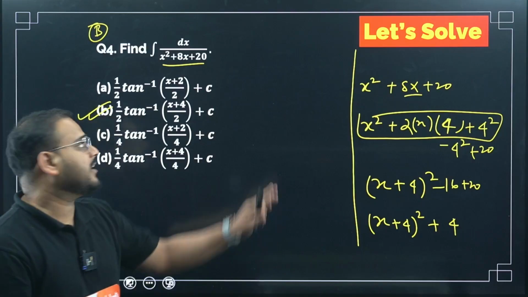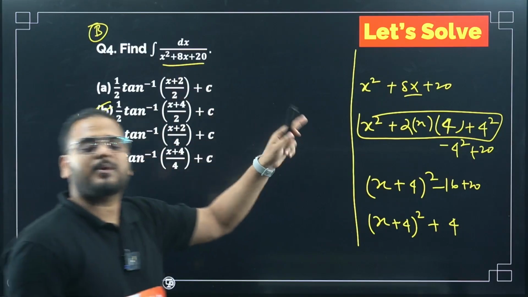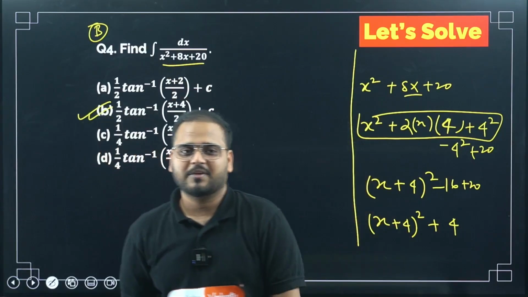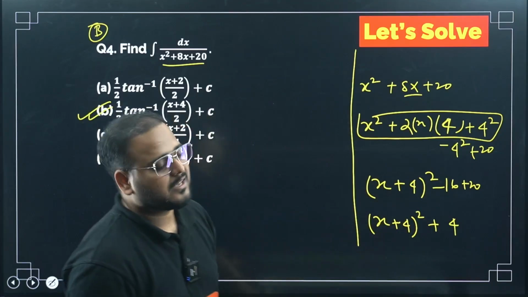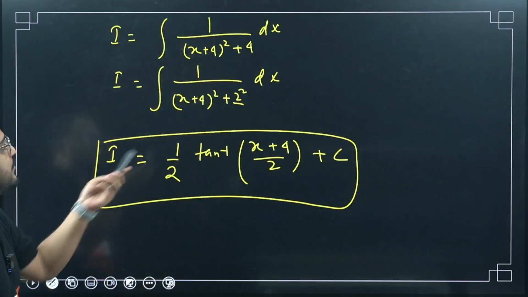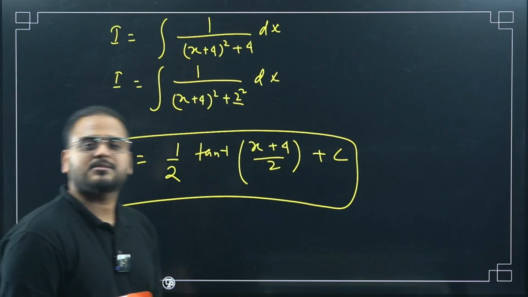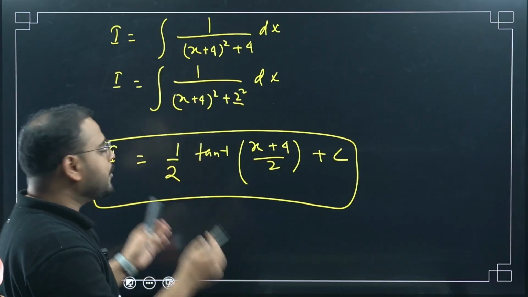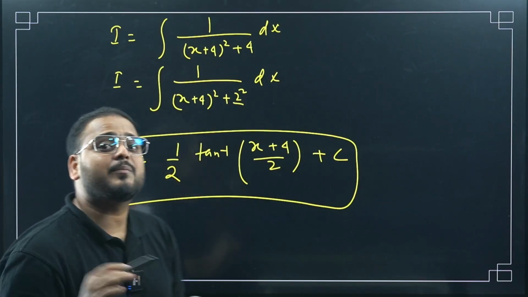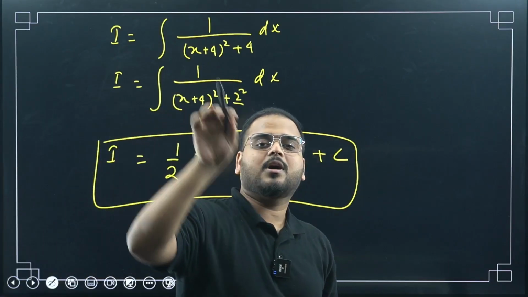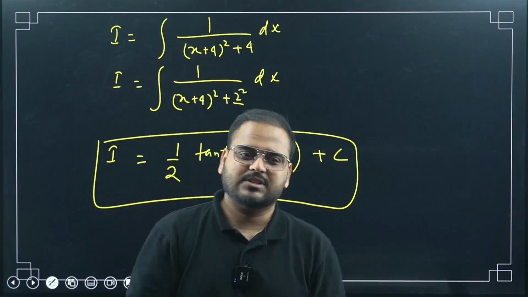Please have a look. First, what we did: if we have a quadratic term ax square plus bx plus c, we make a perfect square. We got it like this. We use the formula of the particular function for tan inverse in the integration and got the result like this. Very, very simple. Looks complicated, but actually simple because of the single way of thinking.